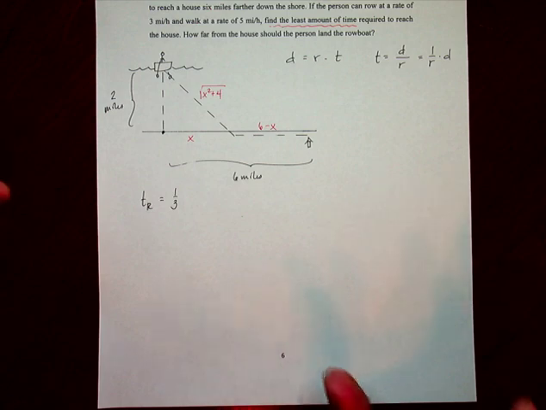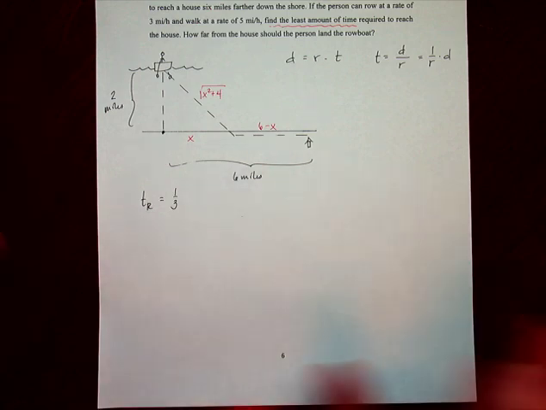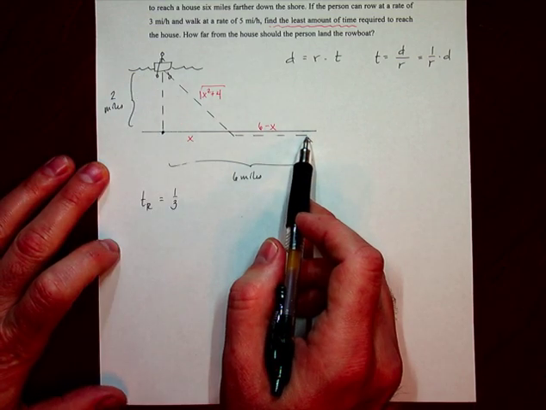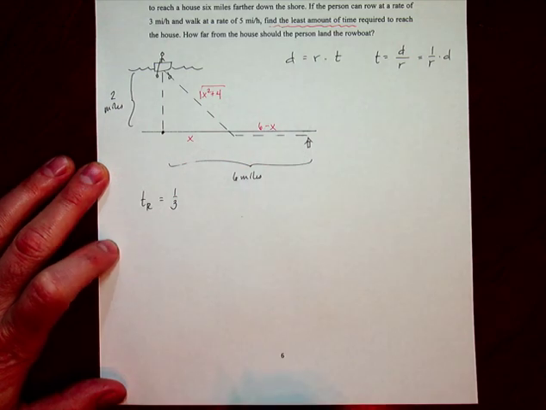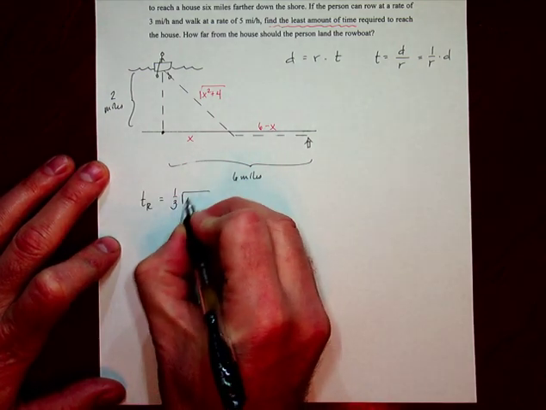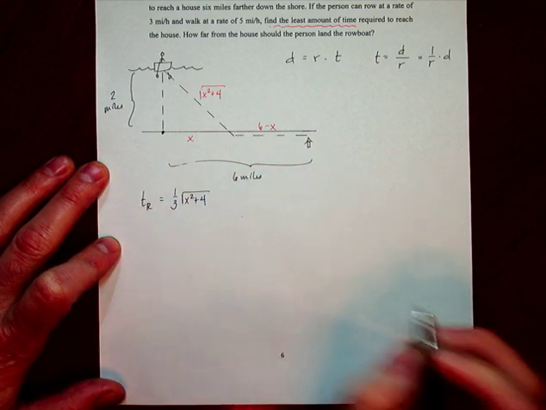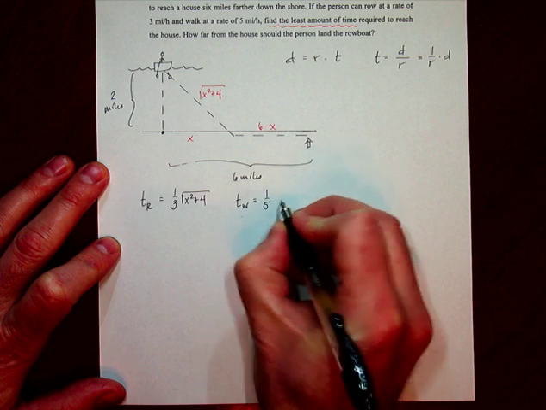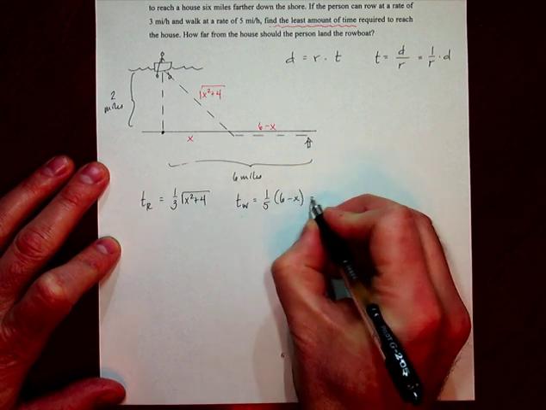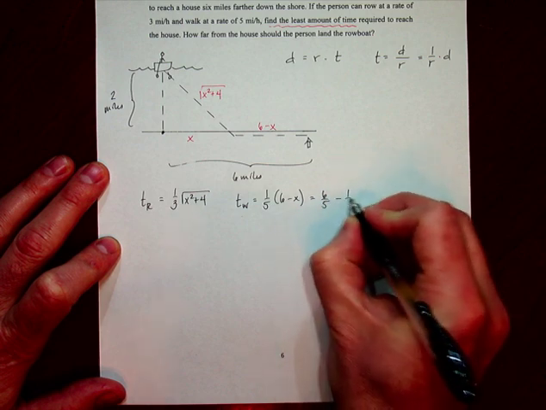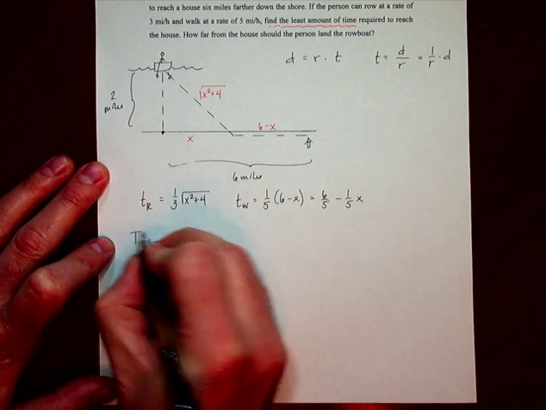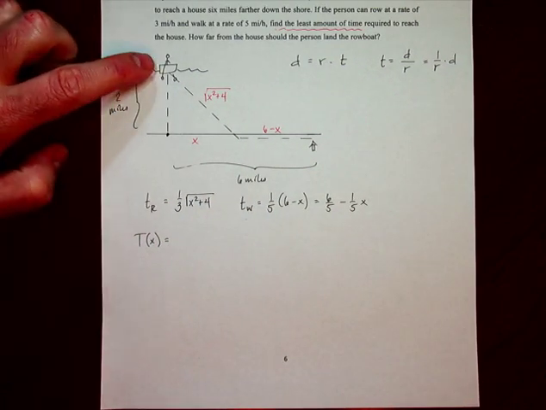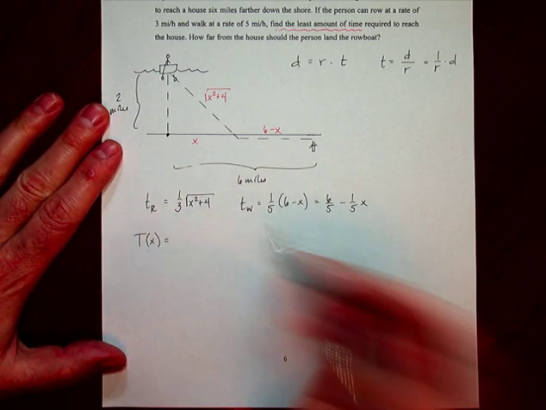Now, thankfully, we don't have a disparity in terms of units, right? You were given miles in terms of the distances, and you were given miles per hour in terms of the rates. So that's all well and good. And so it's 1/3 times the square root of x squared plus 4. And then we have the time spent walking, and that's 1/5 times 6 minus x, or, if you want, 6/5 minus 1/5 x. So the total time that's spent in transit from his spot over here to the house is going to just be the sum of those, right?